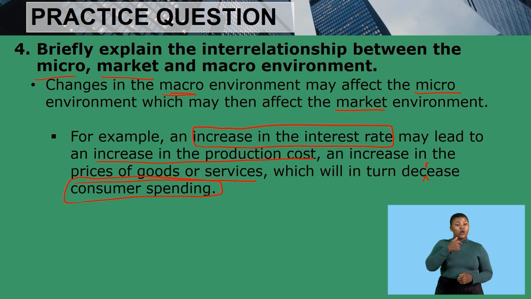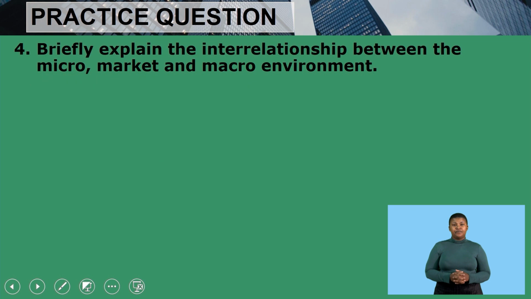So we are going to use an example when discussing this relationship. We are going to explain that if our interest rates increase, that means we have more expenses, or our production cost is going to increase, which means our products might be produced at a higher cost, which means our consumers are going to have to pay a higher price for our products.